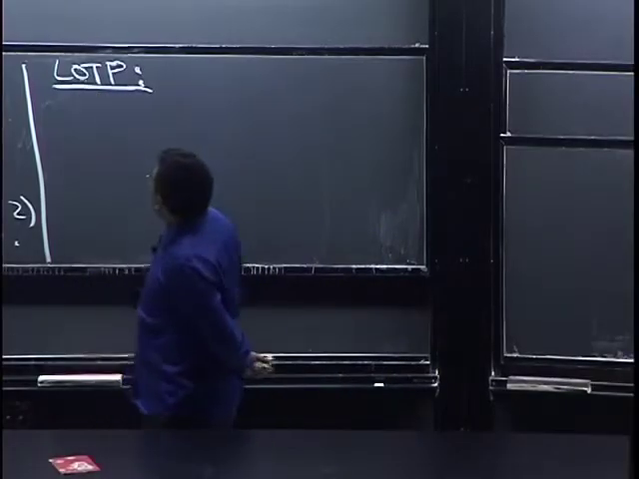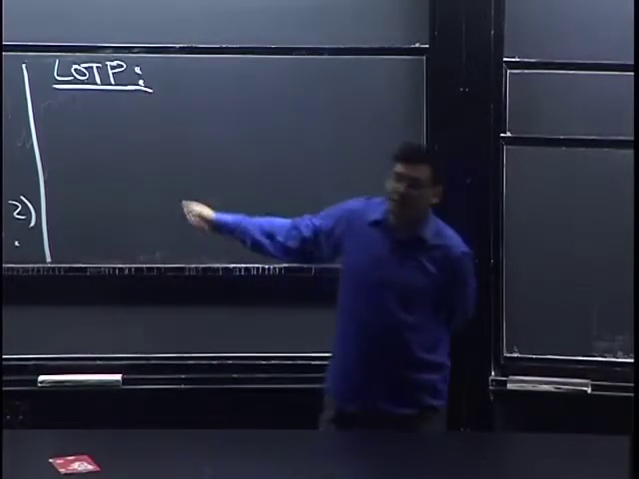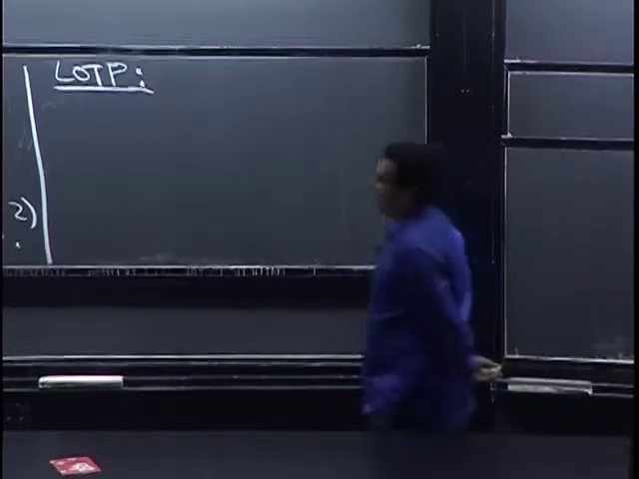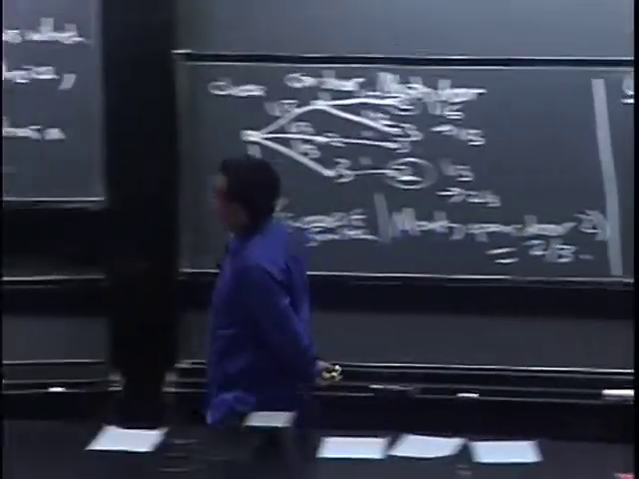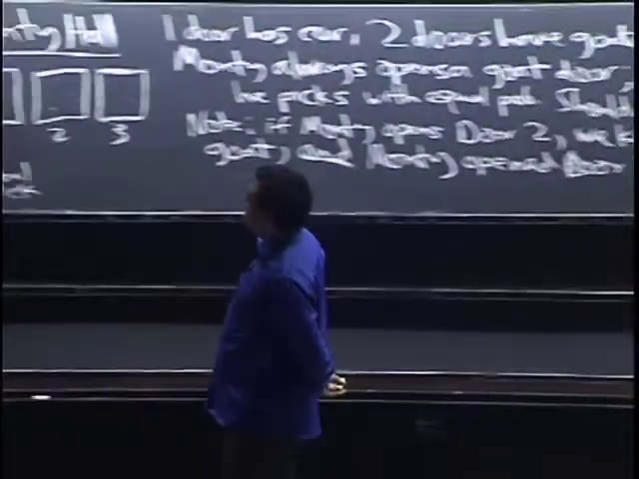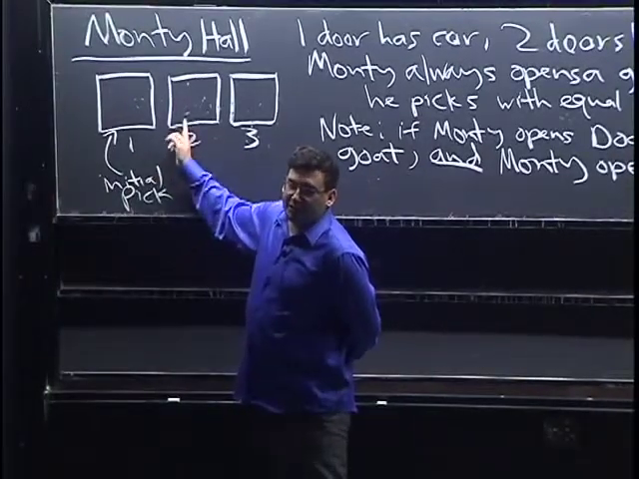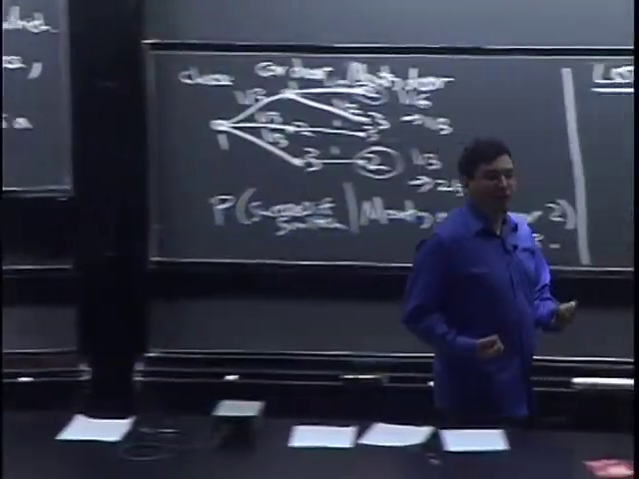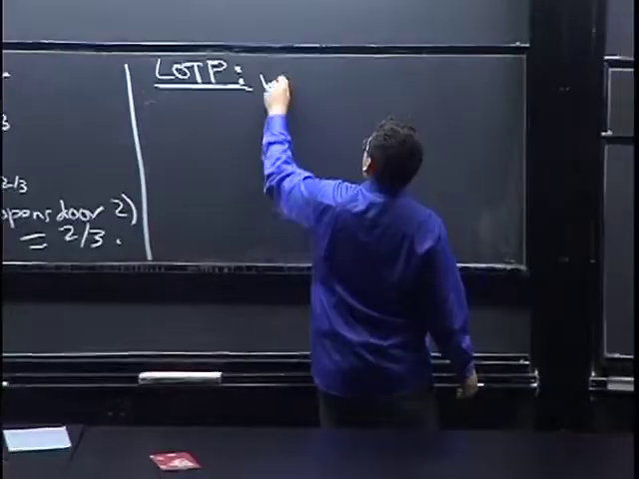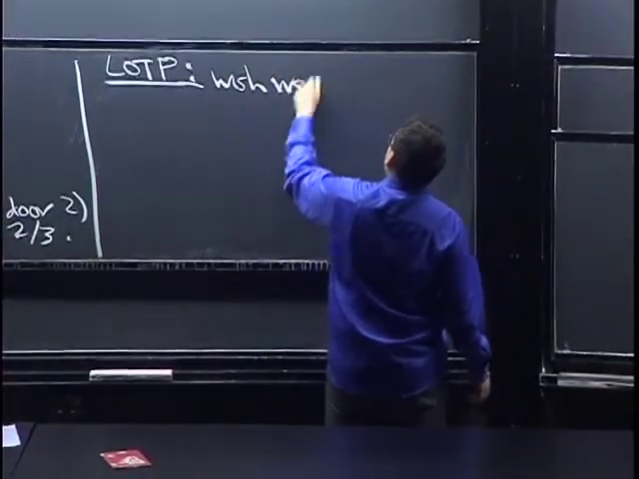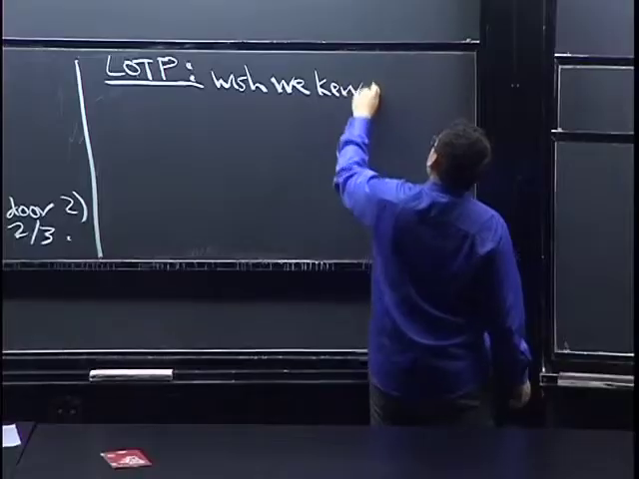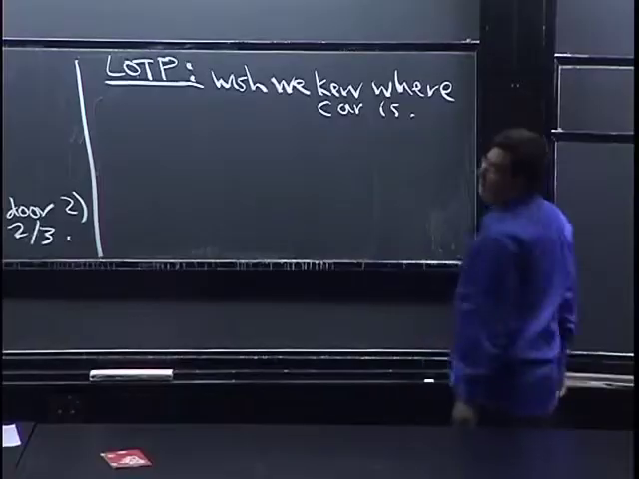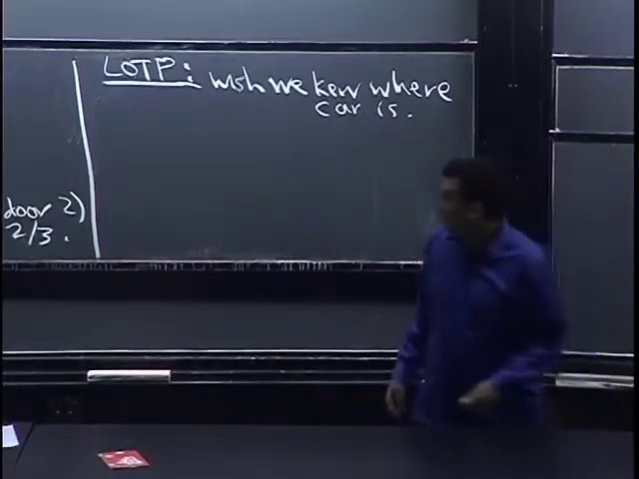If I didn't name the law of total probability, but if I had, I would have just called it wishful thinking. What do we wish that we knew? Well, I don't know about you, but for me, the first thing I think of, if someone asks me what I wish that I knew, is I wish I knew where the car was. So it's a pretty obvious thing to think about. That's what we wish we knew. We wish we knew where the car is. So we're going to condition on that.